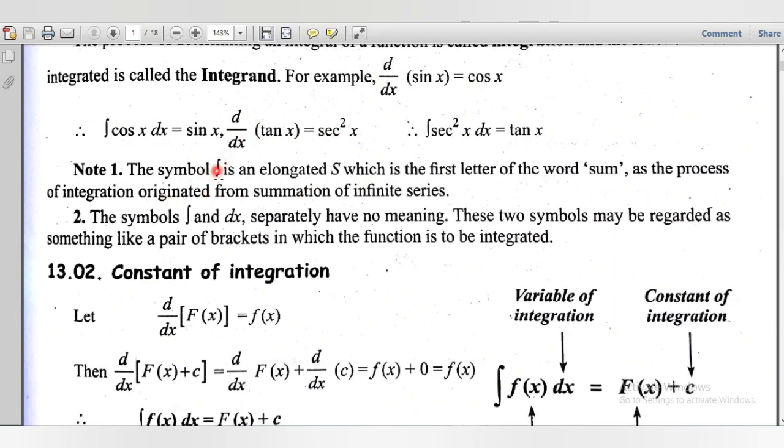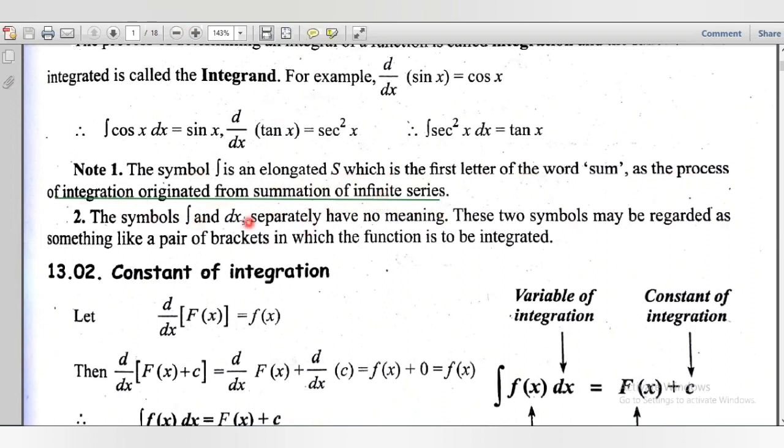The symbol ∫, this elongated S, is the first letter of the word sum, as the process of integration originated from the summation of infinite series. So you can focus here: this symbol is an elongated S, the first letter of the word sum, because integration originates from the summation of infinite series.